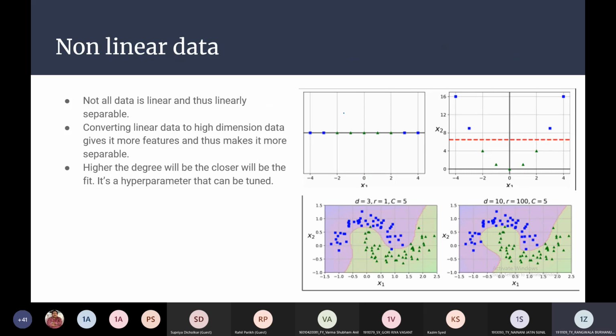Now all of the above examples that I showed you were for linear data. So now let's discuss some non-linear data. As you can see, this is basically one-feature data, so it's not possible to make an SVM over here. The street won't be straight.